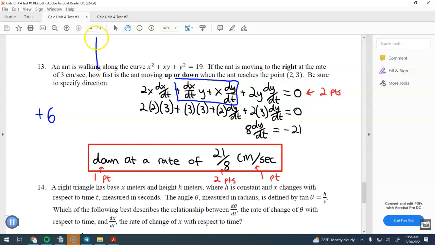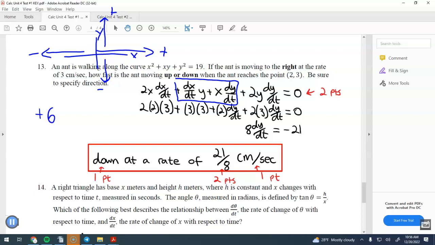So just think about a regular graph. If I said you're going to the right, that's this way. Is that positive or negative? That's positive, and that's negative. I don't know if you're overthinking it. So basically that meant it was just a positive 3. The right means it's going to be positive. So dx dt is positive 3.